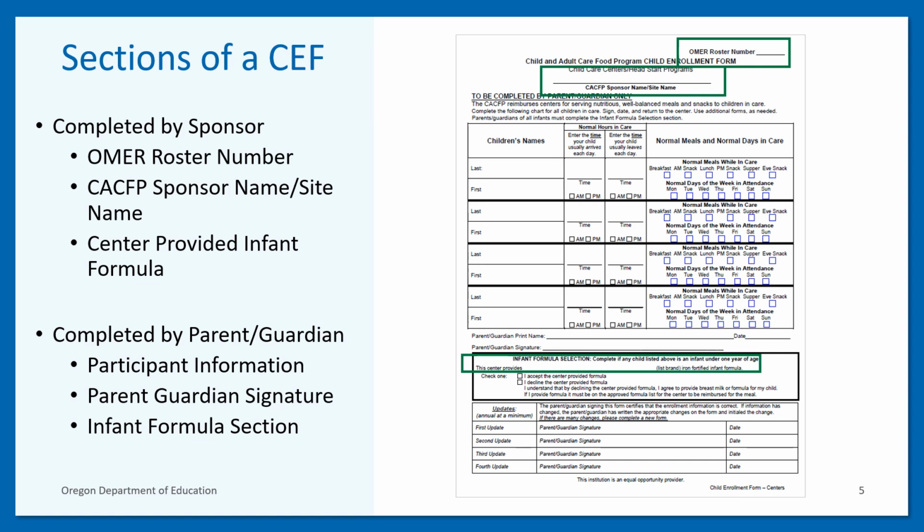The CACFP sponsor name and site name must be completed by the sponsor. And if a sponsor has infants in care, the brand of formula must be completed prior to giving the form to the parent or guardian.